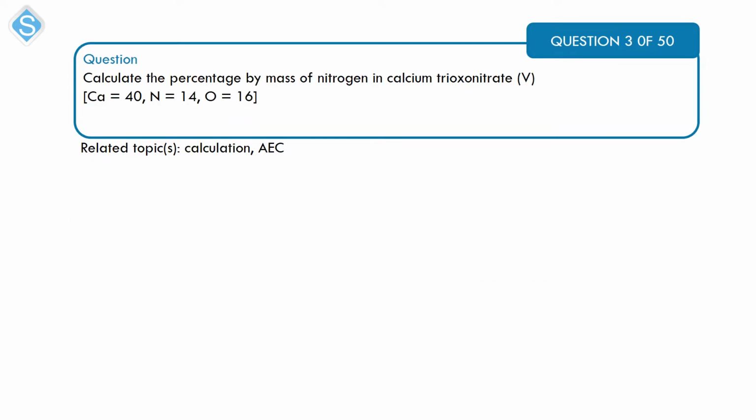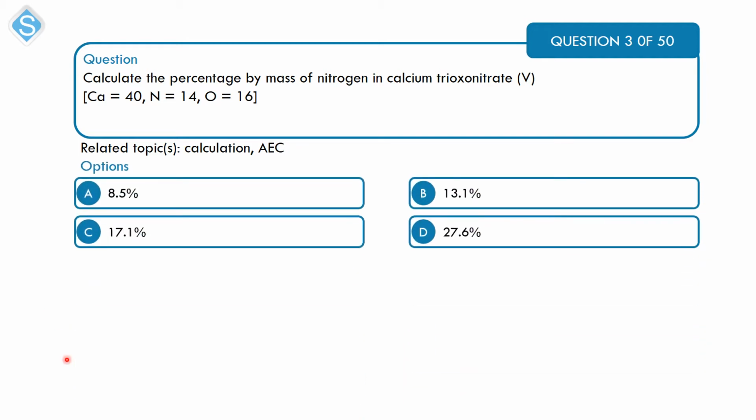Okay, this is a question that requires some calculation. It's a question on atoms, elements, and compounds. Calculate the percentage by mass of nitrogen in calcium trioxonitrate(V). A 8.5%, B 13.1%, C 17.1%, and D 27.6%.